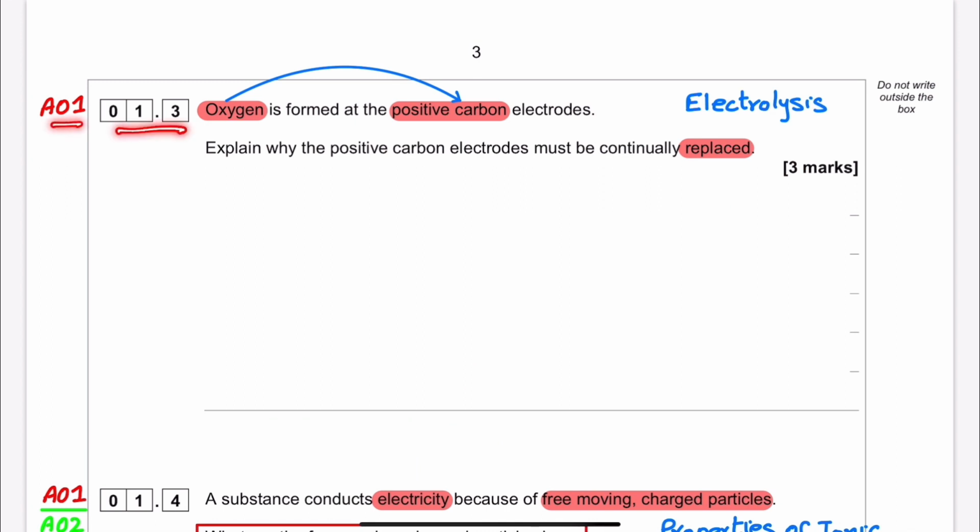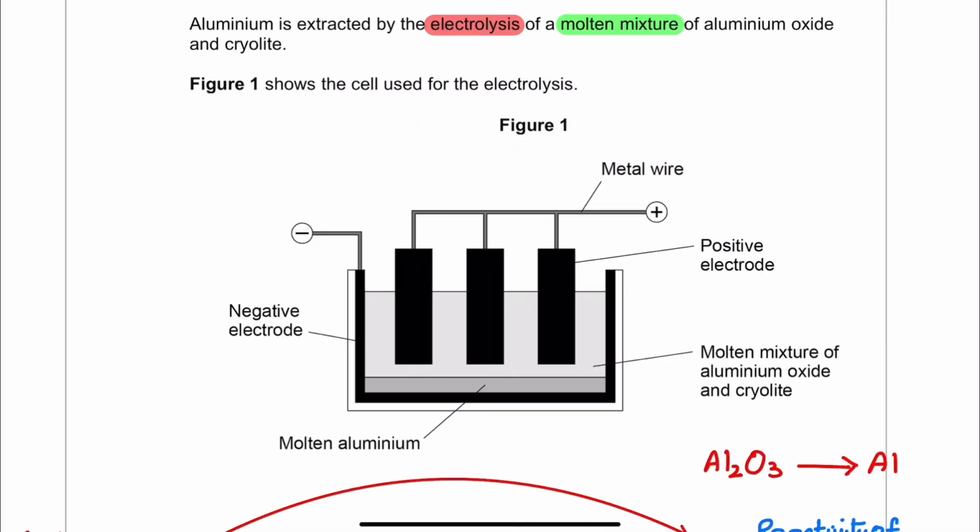1.3 is an AO1 question, a knowledge-based question, and the student must remember the electrolysis of aluminium oxide. Oxygen is formed at the positive carbon electrode. The information is given. A student needs to use this information. Explain why the positive carbon electrodes must be continually replaced. This question is from the topic of electrolysis. If we go back to figure number 1, we can see that these are positive electrodes and they are made up of graphite or carbon.